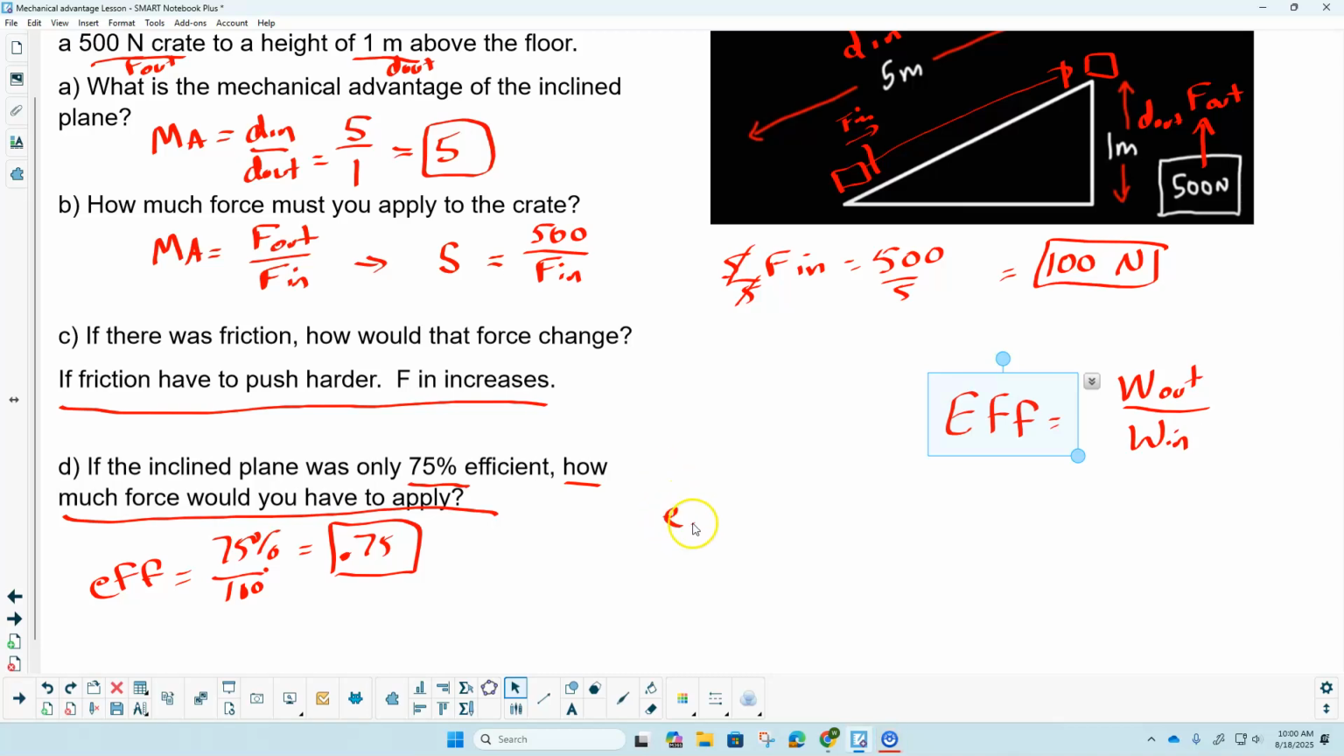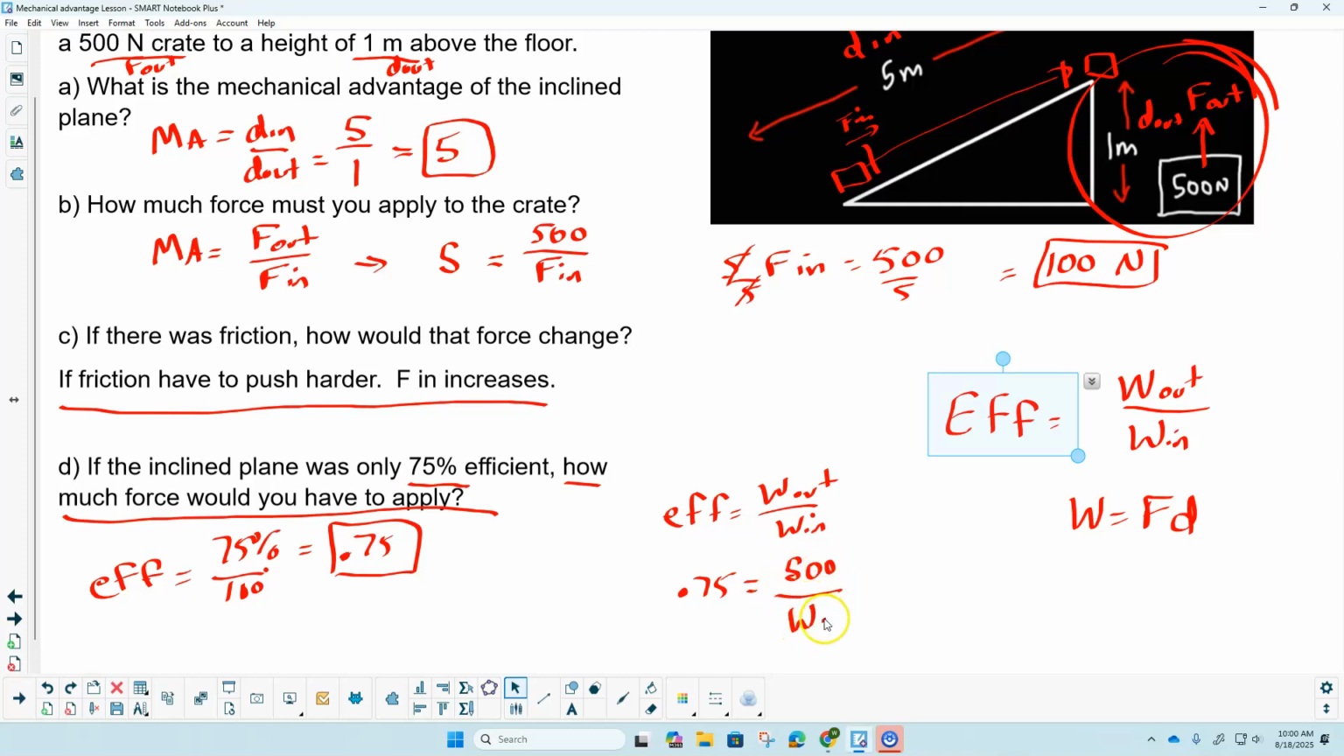Again, efficiency is the work out divided by the work in. Once you get the work in, you can solve for either a force or a distance from the work equation where W equals FD. So if we think about this, we have a 0.75 efficient ramp. The work output is what we're going to get over here, so we get out 500. And we want to figure out what we have to put in. I would expect the work in to be bigger than the work out, because I'm not going to be able to be 100% efficient. So I'm going to cross multiply and solve.